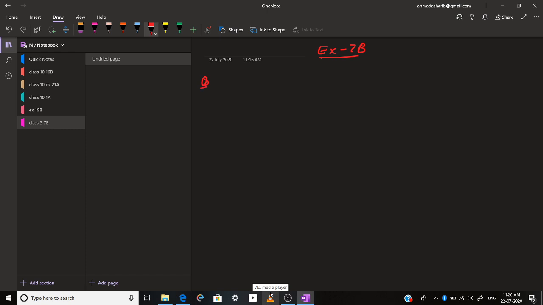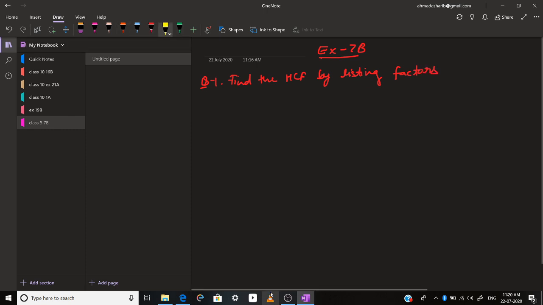Okay, so question number 1 says find the HCF of the following by listing factors. By listing factors means, now students, listing factors is the name of the method.